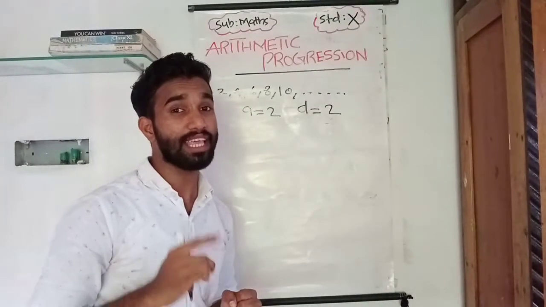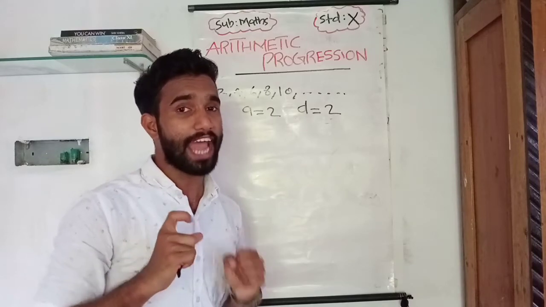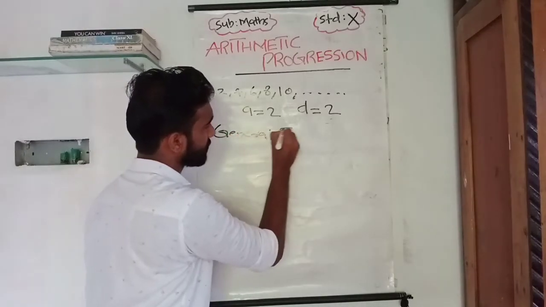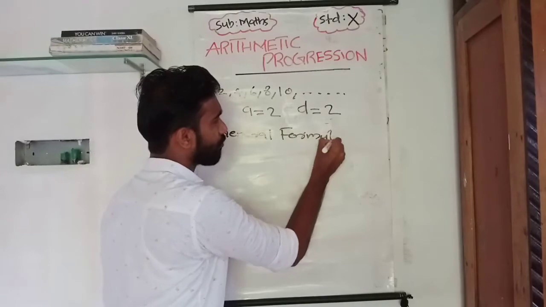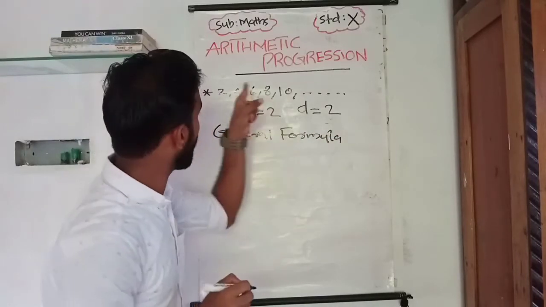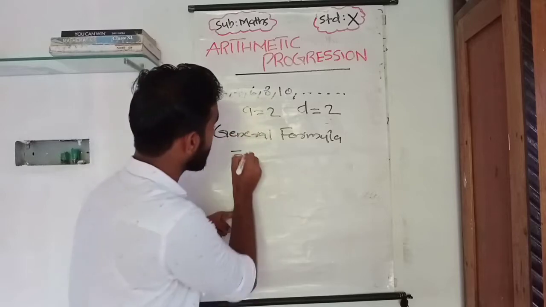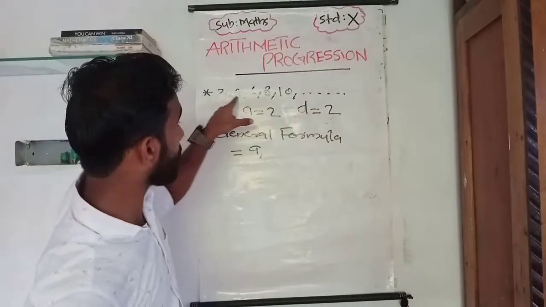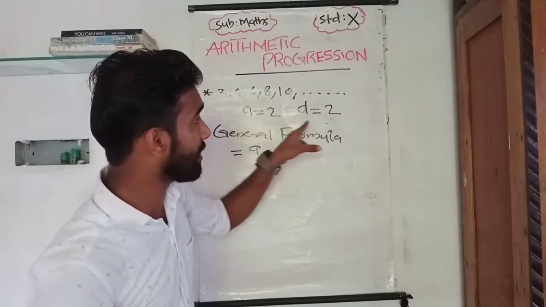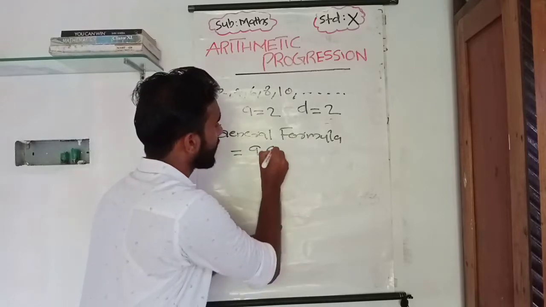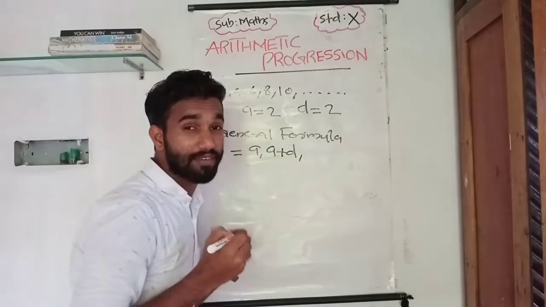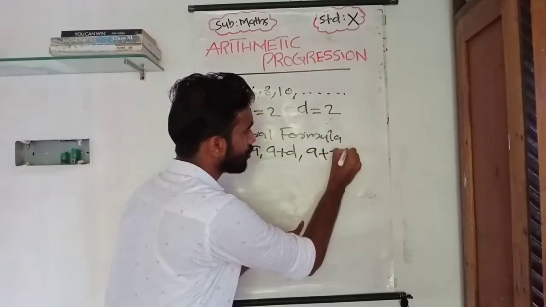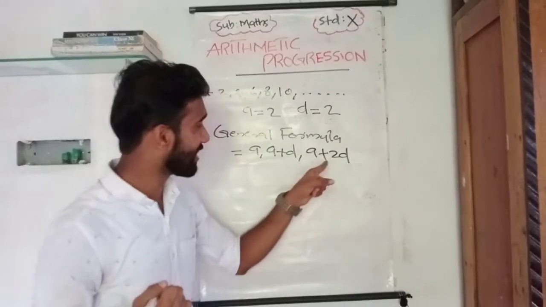We have to find out the general formula of the arithmetic progression. So the general formula: what is the first term? First term is equal to a. What about the second term? Second term is 2 plus 2, which is also written as a plus d. Then we will also write the third term as a plus 2d. Got it? We will check it.